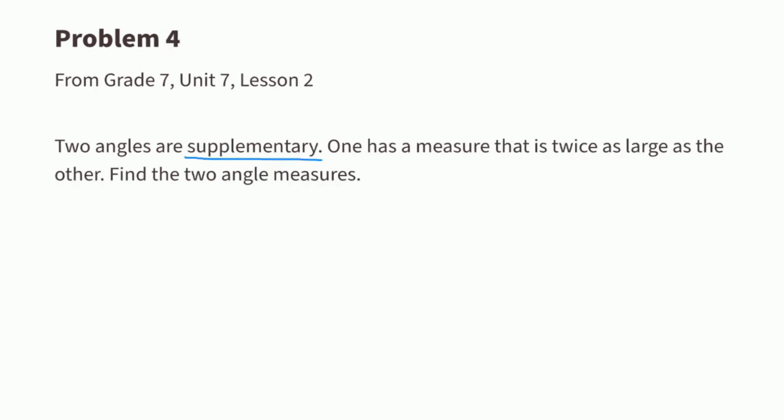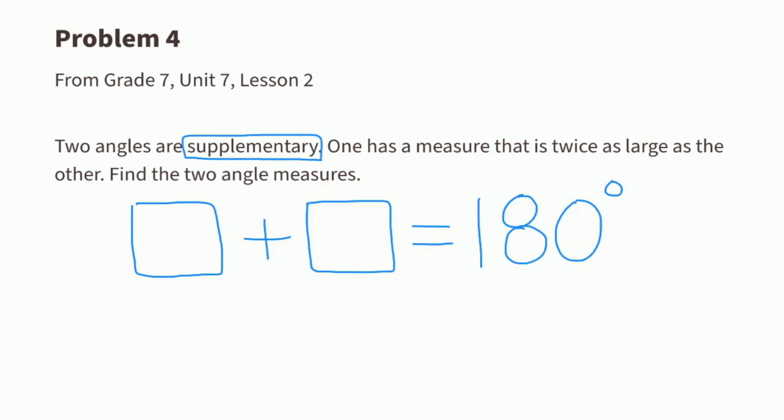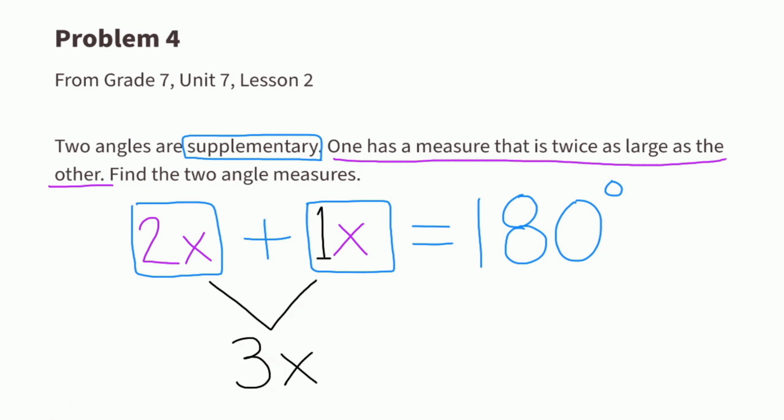Problem number 4 from 7th grade, Unit 7, Lesson 2. Two angles are supplementary. One has a measure that is twice as large as the other. Find the two angle measures. Since the sum of two supplementary angles is 180 degrees, and the information tells us that one measure is twice as large as the other, we can write 2x plus x equals 180 degrees, because 2x is twice as large as 1x. 2x plus 1x is 3x. In this case, 3x equals 180 degrees.